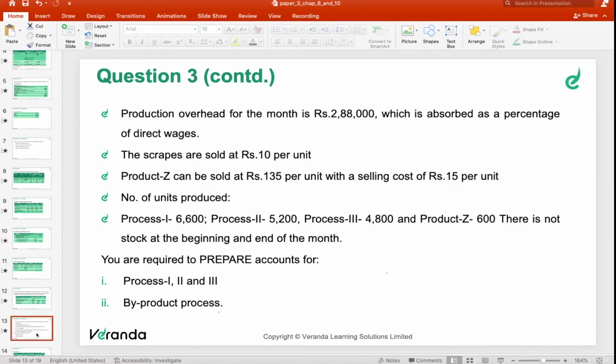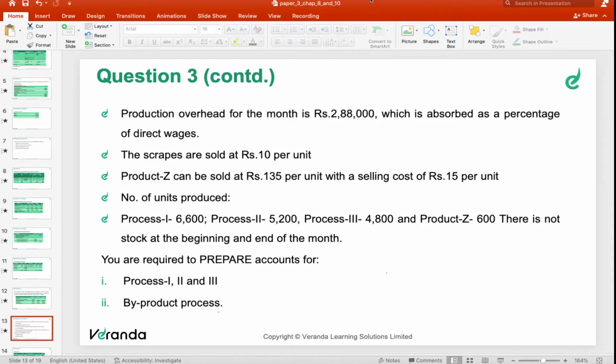Production overhead for the month is 2,88,000, which is absorbed as a percentage of direct wages. The scraps are sold at 10 per unit. Product Z can be sold at rupees 135 per unit with a selling cost of rupees 15 per unit. Number of units produced: process 1 6,600, process 2 5,200, process 3 4,800, and product Z 600 units. There is no stock at the beginning and end of the month. You are required to prepare accounts for process 1, 2, and 3 and the byproducts process.